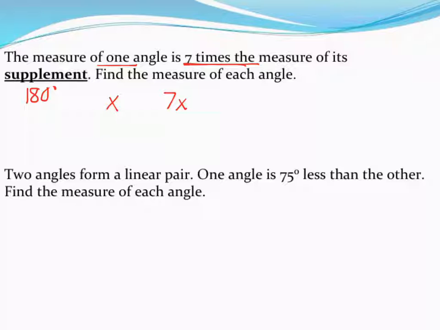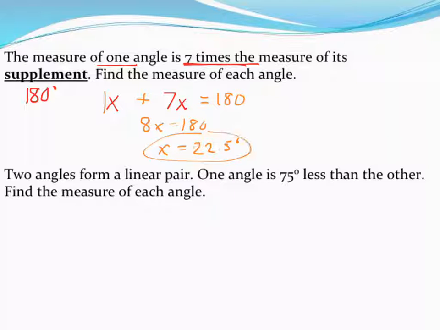And again, thinking back to this idea of supplementary, what it means is that two angles will add up to 180. So there's my equation that represents this situation. So from there, I'm just going to do some algebra to solve this. 1x plus 7x gives me 8x equal to 180. If I divide this out, I come up with an x value of 22.5 degrees.